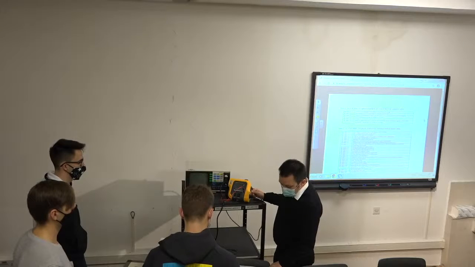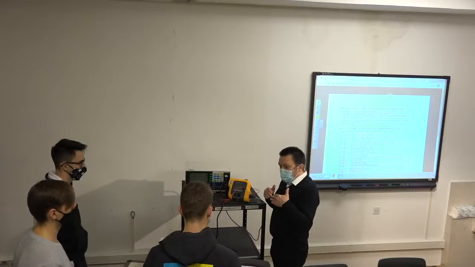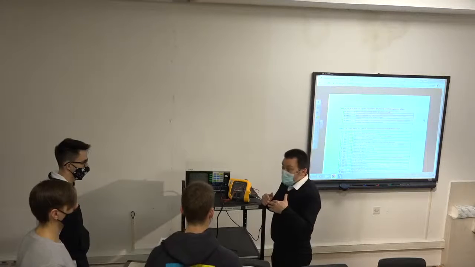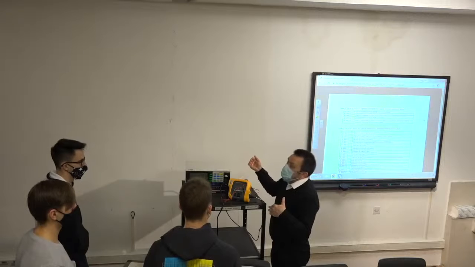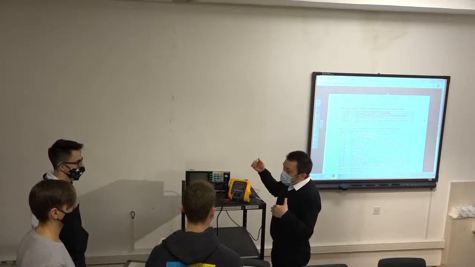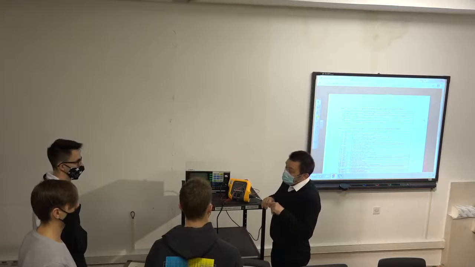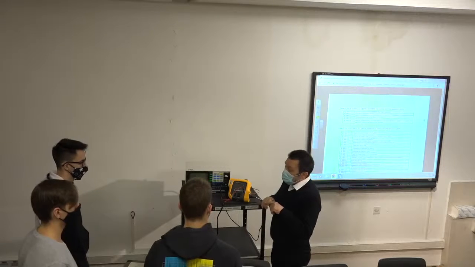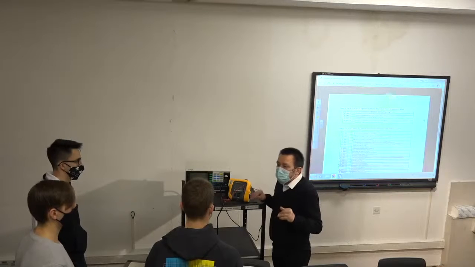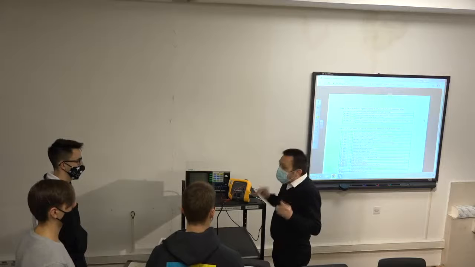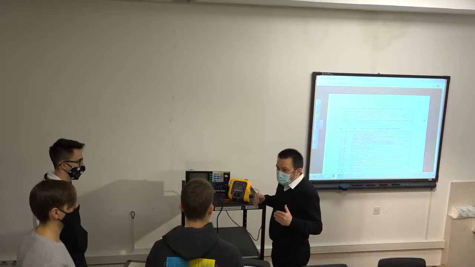Then you have the resistance of the ground wire. So we have line, that's where we are measuring 230 volts, and we are measuring that 230 volts against neutral or against protective earth. What's the difference between neutral and protective earth?